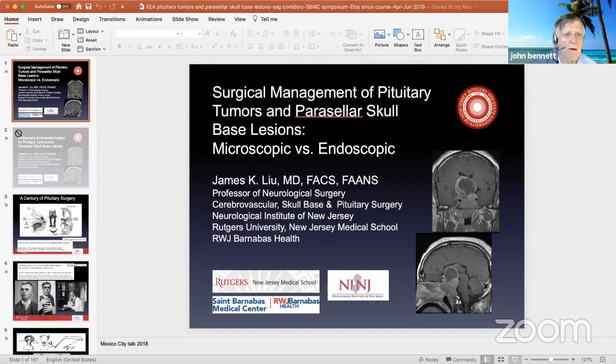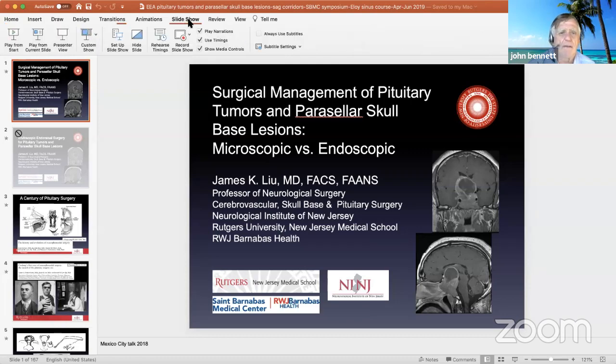Somewhere up in the top, upper left, I think there's some kind of setting up there. Transitions, animation, slideshow. Try the slideshow. Does it have any presenter's view? Want to try the presenter view, see what happens? Go in the presenter view, see what happens.